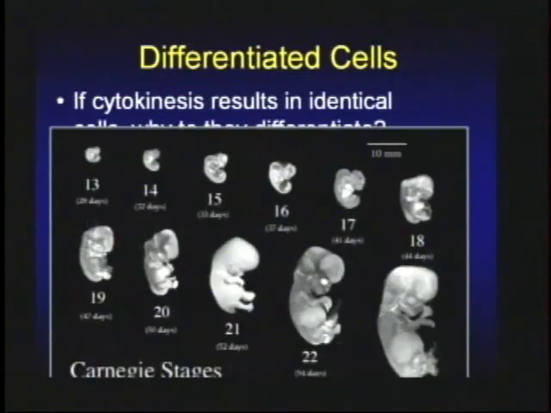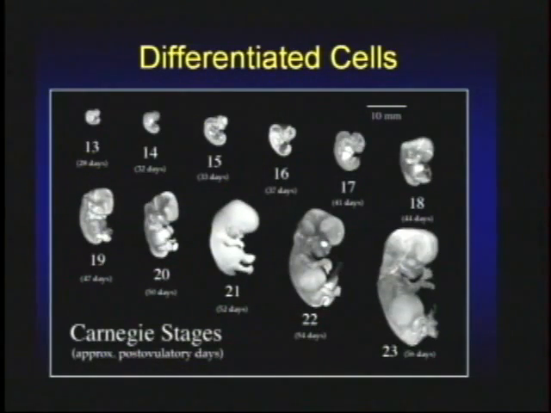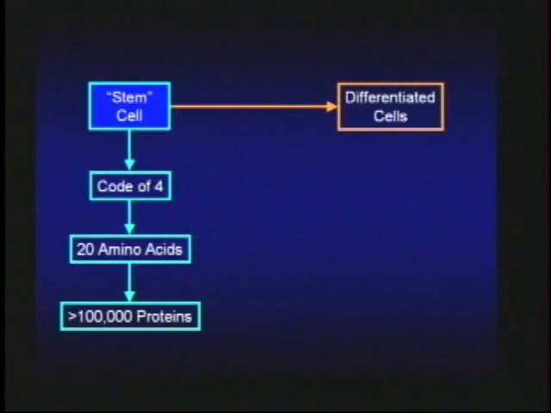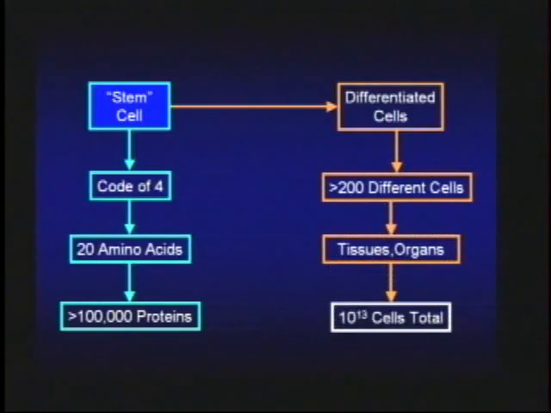Why do they differentiate? And you all have seen these, the development of the embryos. While they're still undifferentiated, they're called stem cells. They use a code of 4 to define the 20 amino acids that make up 100,000 different proteins to make the cell operate. But then for some reason, unknown at the present stage of understanding, they start differentiating. And there's over 200 different kinds of cells that get differentiated that make up the tissues and organs. There's a total of 10 to the 13th cells in your body, which is a bunch.